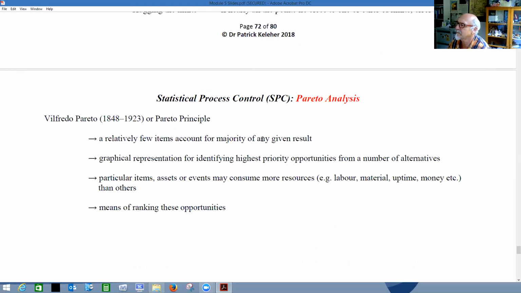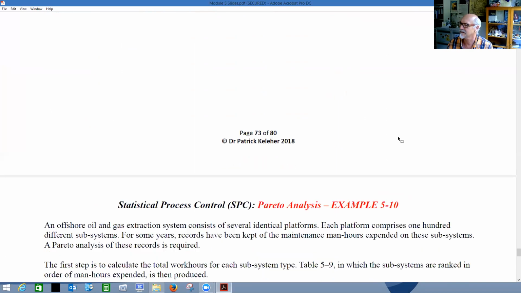Relatively few items account for a majority of any given result. So in other words, it's only one small thing that has to go wrong for the majority of things to go wrong, in the majority of situations that we have. It's a graphical representation for identifying the highest priority opportunities from a number of alternatives, and particular items, assets, or events that may consume more resources, labor, material, uptime, money than others. It's a means of ranking these opportunities. So that's what the analysis is about.